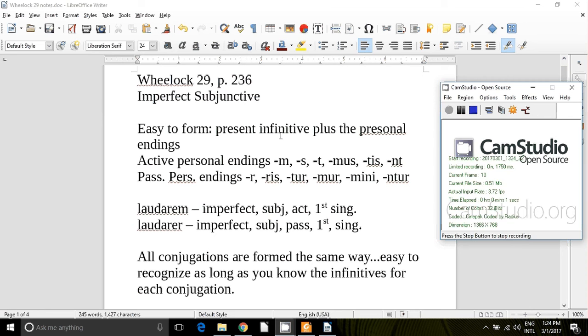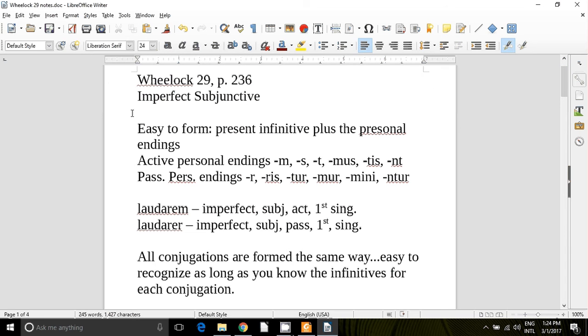Welcome back to Latin, chapter 29. We're continuing with the subjunctive. Today we'll learn how to make the subjunctive mood in the imperfect tense.